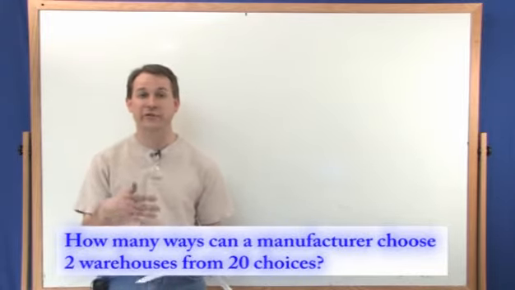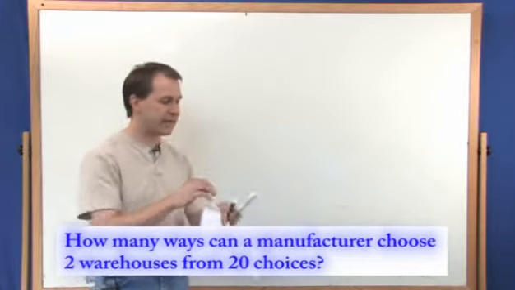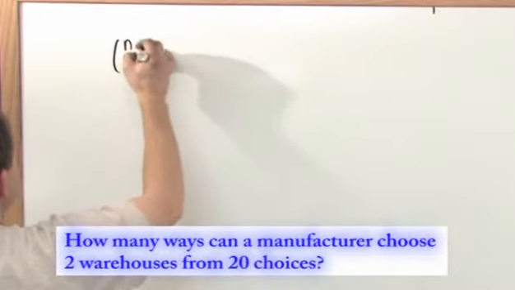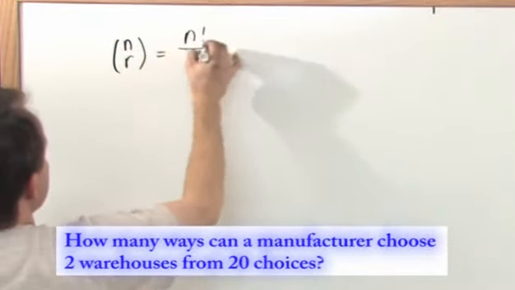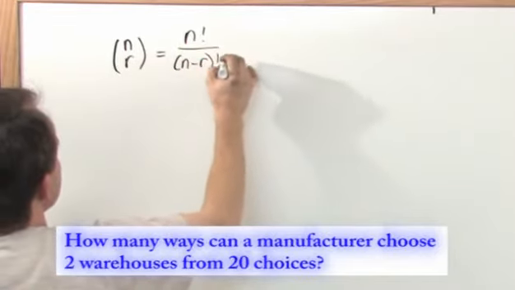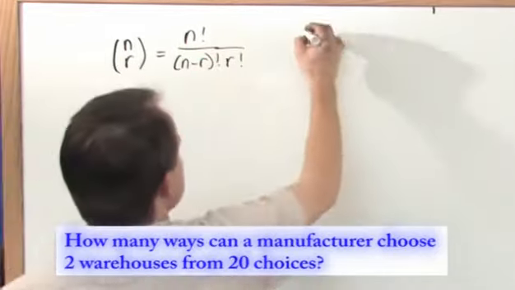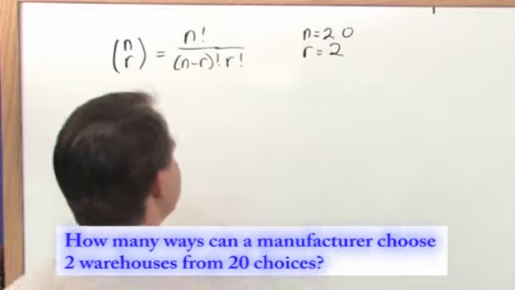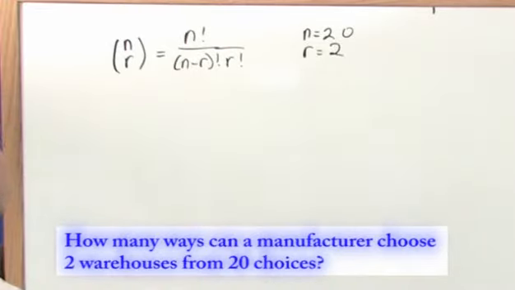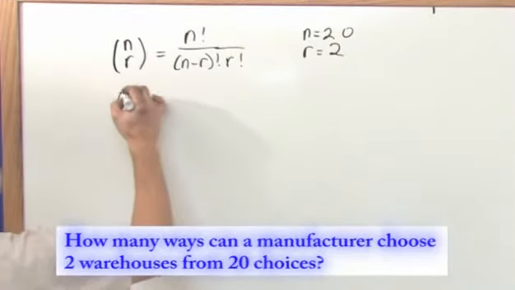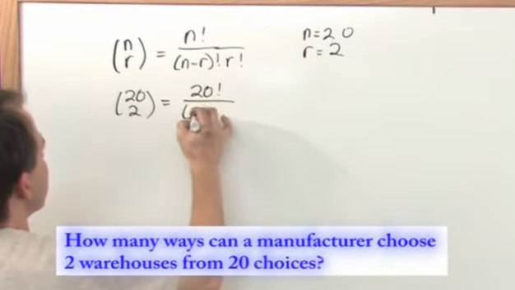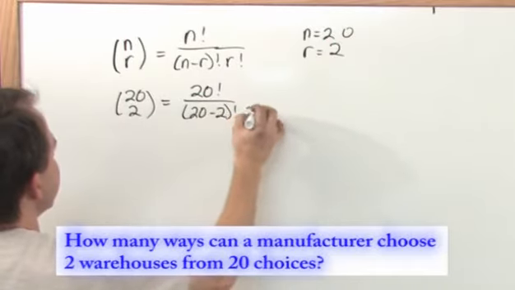Once you know it's a problem in combinations, the order doesn't matter. It's a simple matter of just calculating the answer, okay? So the formula for combination is n factorial over n minus r factorial times r factorial, okay? N was the fact that I had 20 warehouses, and R was the fact that I was taking 2 of them. N elements taken 2 at a time. That's what I'm doing here. So that's why N is 20 and R is 2. So it's 20 factorial over 20 minus 2 factorial times 2 factorial.